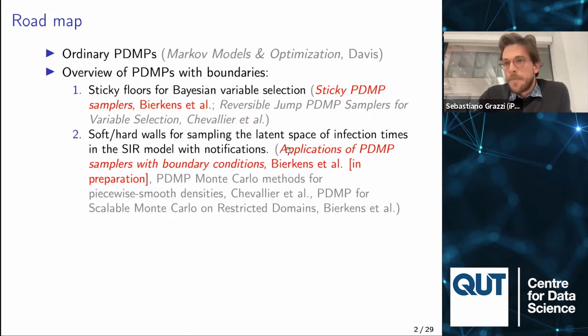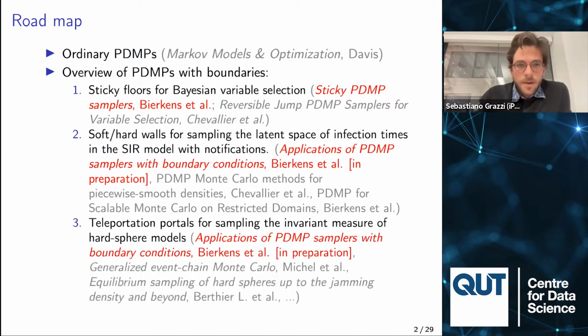The paper I'm referring to here is not available online. It's still in preparation, and hopefully it's going to be released soon. There is another paper, which is more technical and more theoretical, about PDMPs for discontinuous densities, piecewise smooth densities, which is already online, and you can look at it.